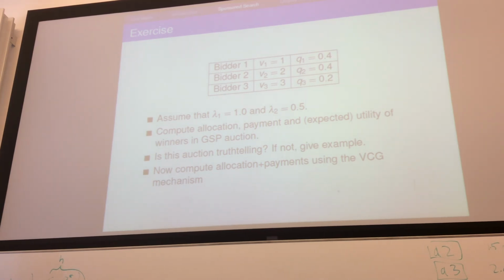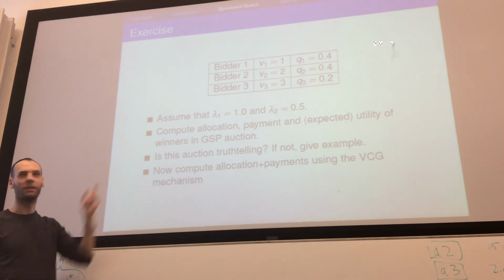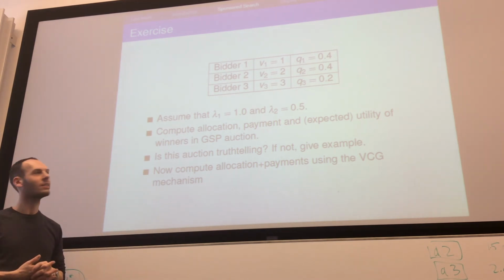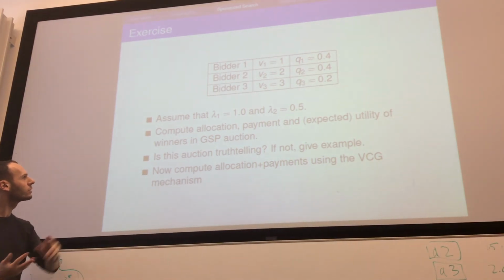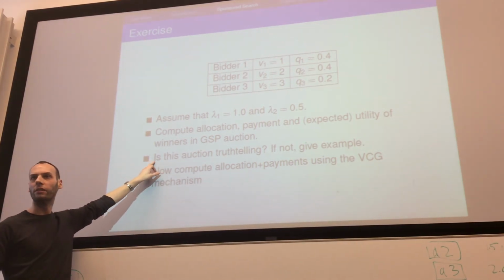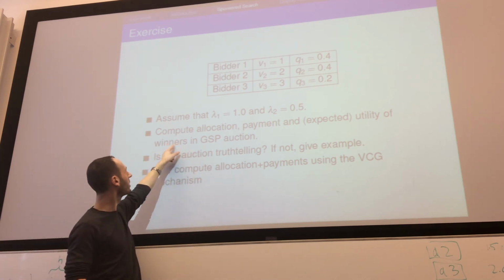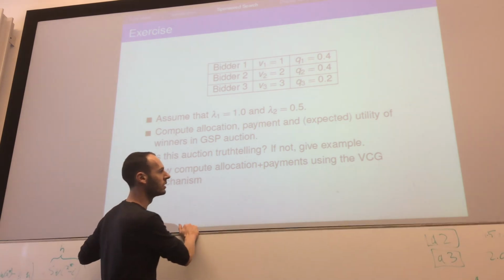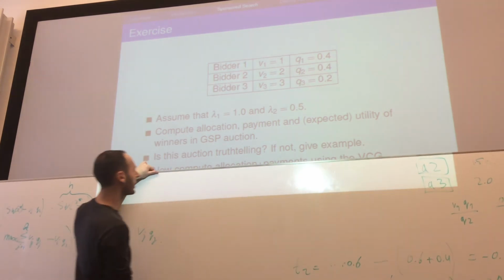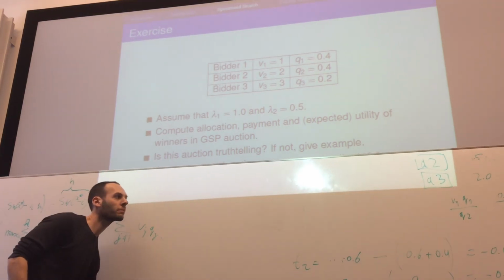Now, this is a trick question because the answer is the same as before, because the GSP auction does not take into consideration this lambda value. Okay. Now, this one could be a different answer. Oh, actually, the expected utilities are now different, right? So let's have a look. Everything is the same except for the expected utilities.